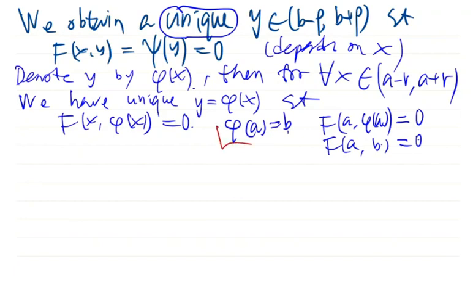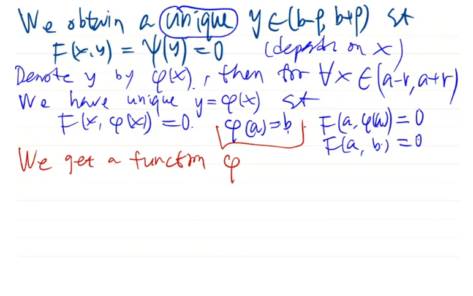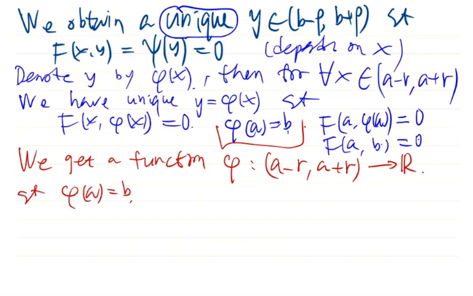This is easy. So we obtain a function. For every x you get a y. So this means we have a function. We get a function phi defined in the interval a minus r, a plus r, real valued, such that phi of a is b, and capital F(x, phi of x) is 0 for any x in the interval.